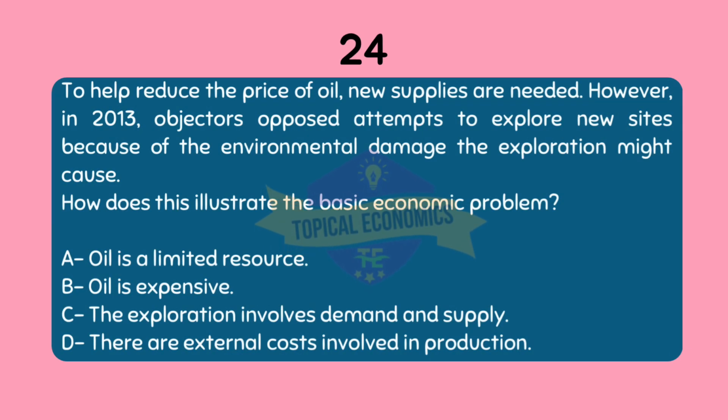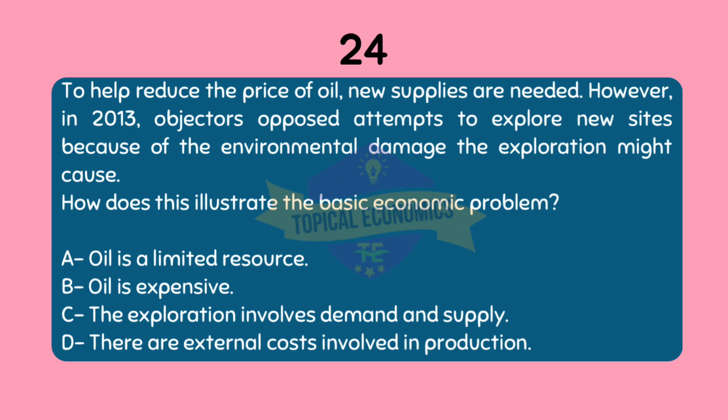To help reduce the price of oil, new supplies are needed. However, in 2013, objectors opposed attempts to explore new sites because of the environmental damage the exploration might cause. How does this illustrate the basic economic problem? A. Oil is a limited resource. B. Oil is expensive. C. The exploration involves demand and supply. D. There are external costs involved in production. This question is from year 2015, May-June version 1 paper.